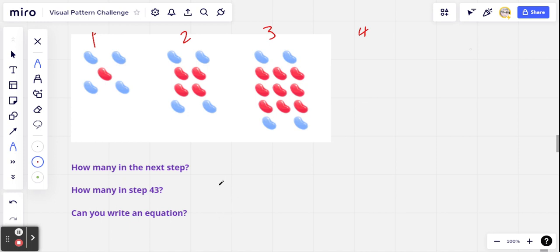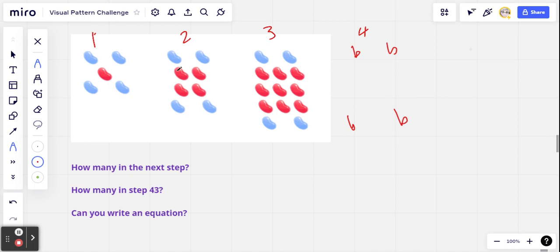All right, so I'm noticing there's some interesting colors going on here, and I think those are going to be helpful because I'm seeing 4 blue ones, and that stays the same from step to step. So there are always 4 blue ones. So I'm thinking we're going to have a blue, a blue, a blue, and a blue in step 4 for sure. Now the red jelly beans do something interesting.